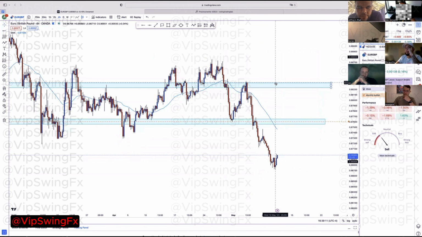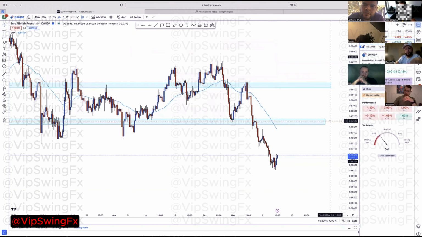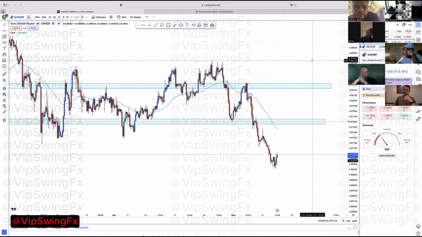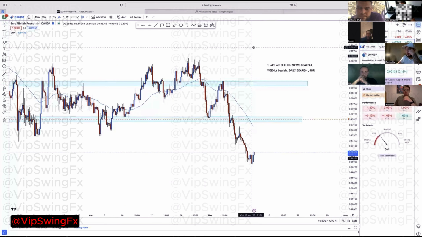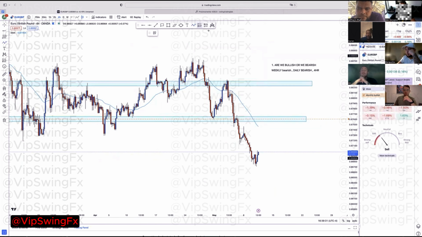Type 1 for bullish, type 2 for bearish. All right, all right, all right. So we're getting a 50-50 on this one. So 50% of you guys are correct, 50% of you guys are incorrect, which I am glad is happening, because this is a beautiful example to explain right now.